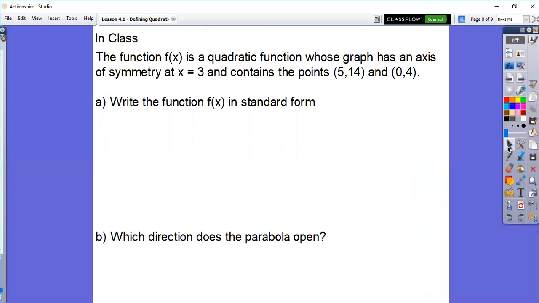And then this we will also do in class. So if you want to, you can take a look at this problem and go ahead and start thinking about it. This is going to use some of those properties of quadratics that we know. And we're going to use this information to write an equation for this quadratic in standard form.